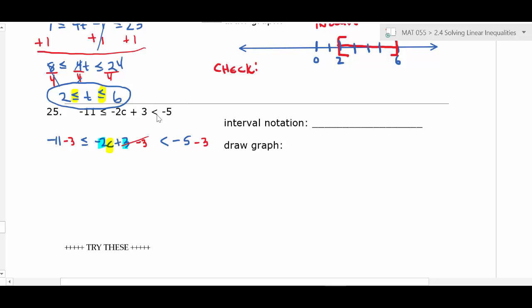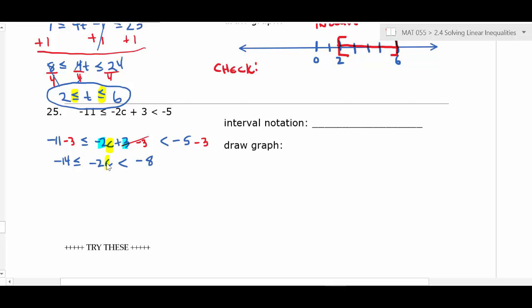Okay, so that's going to make that go to 0. So write down what you have. This is negative 14 less than or equal to negative 2c plus 0, which is just negative 2c, less than, and then that's 2 debts, so that's negative 8.